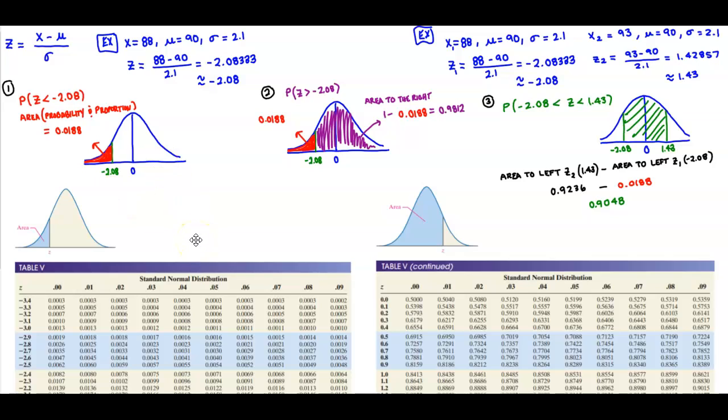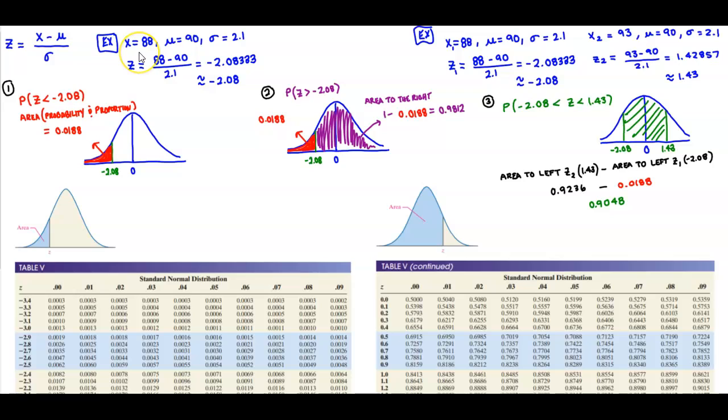Okay, in this video, we're going to talk about how to find a probability or a proportion, which is also considered area. Okay, so we have the formula for the z-score, which is equal to the data value x minus mu over the standard deviation.